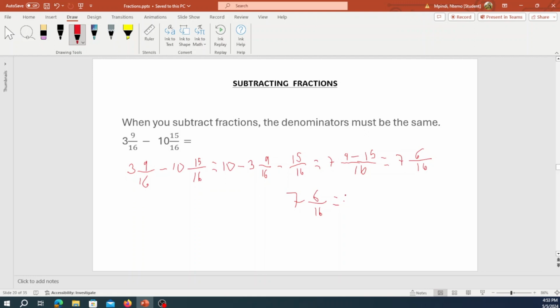We leave our 7 the way it is. This is 7. We leave it the way it is. Now you see this 6 divided by 2. Okay, 6 divided by 2 and 16 divided by 2. So 6 divided by 2 equals what? Equals 3. And 16 divided by 2 equals what? 8. So in this case, we reduce that.